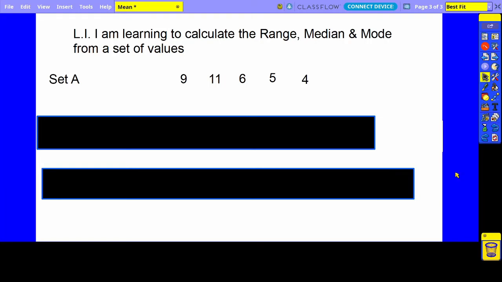Hi everyone. In today's video, we're going to be learning to calculate the range, median, and mode from a set of values. Now, before getting started, it's probably a good idea to understand what these words actually mean.